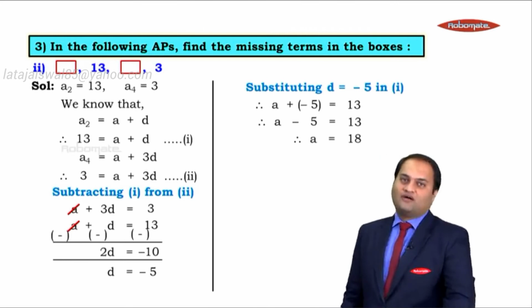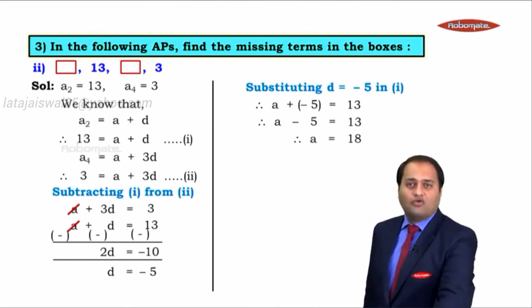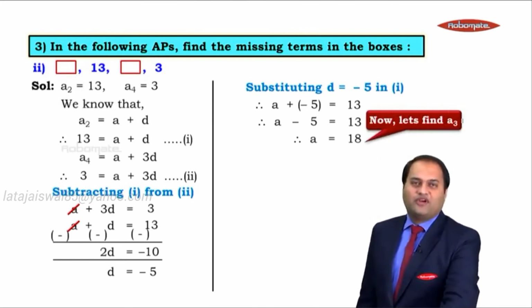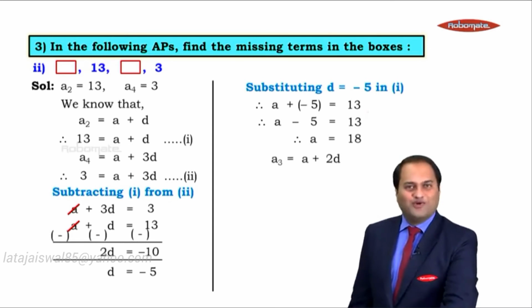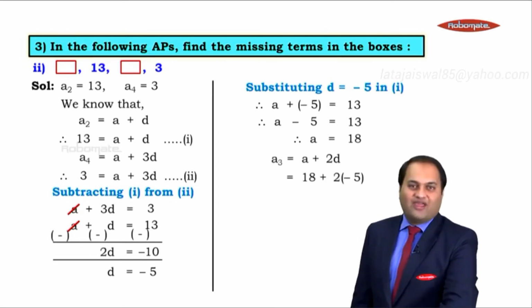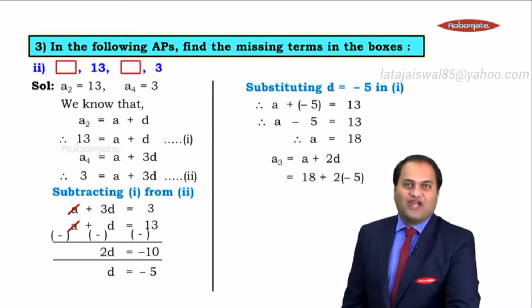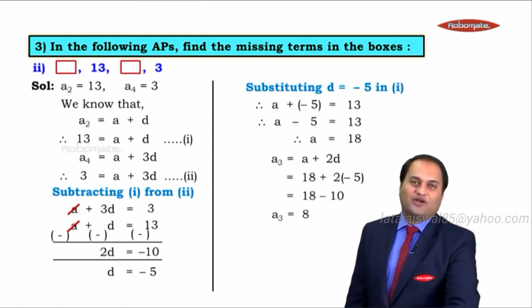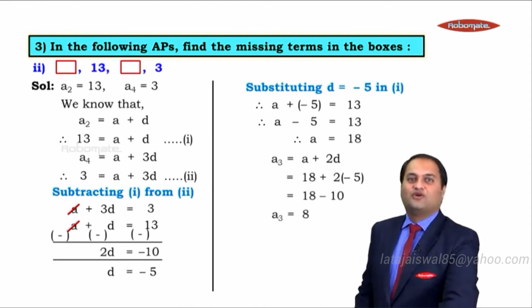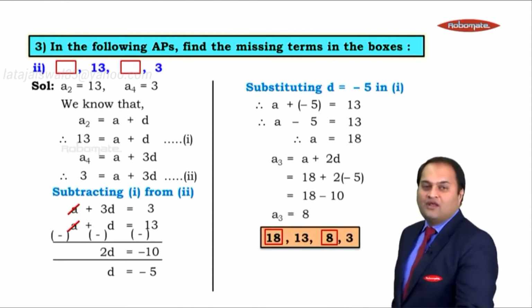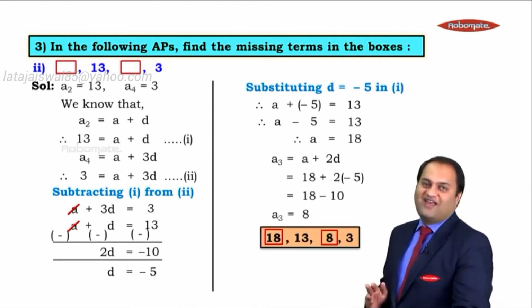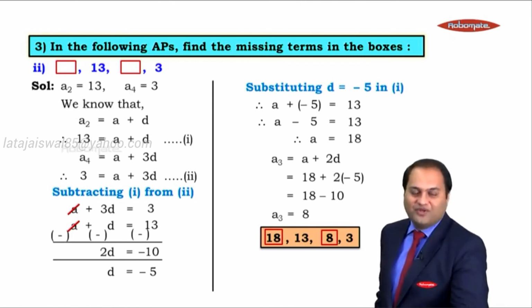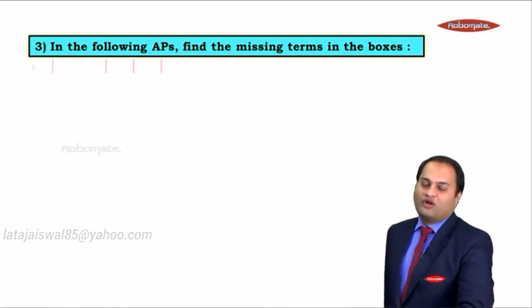Now let's find the second. How to find the second? The second missing term is A3. A3 is equal to A plus 2D. What is A? 18. What is D? Minus 5. So it's 18 plus 2 into minus 5. It's 18 minus 10, which is equal to 8. So A3 is equal to 8. A is equal to 18. So your missing terms are 18 and 8. Very, very simple. Let's quickly move on to the next sum.